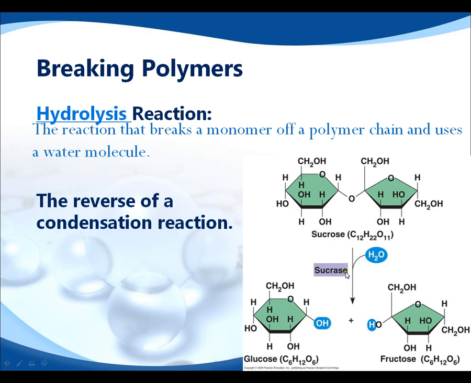Remember, our ASE means enzyme, so sucrase. The first part of the name comes from sucrose, which is the name of this polymer. So sucrase is going to break this polymer apart. So the enzyme, sucrose, and water all together will give you, after the reaction, a glucose and a fructose molecule.